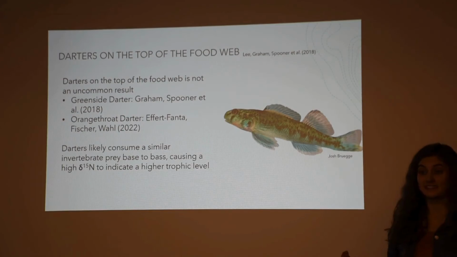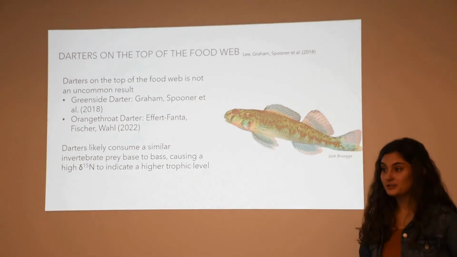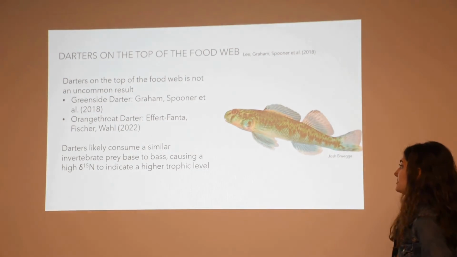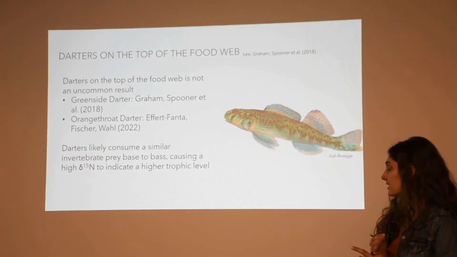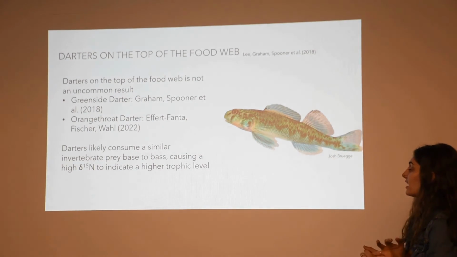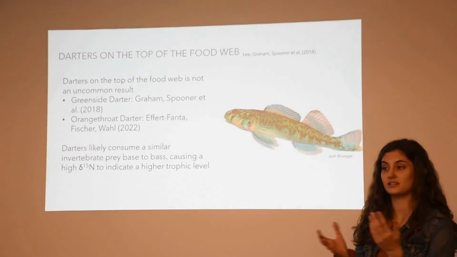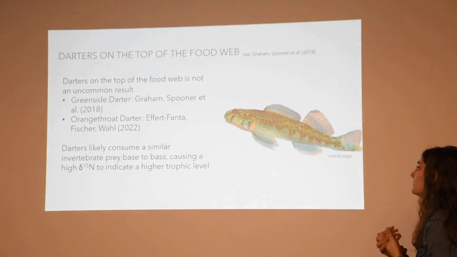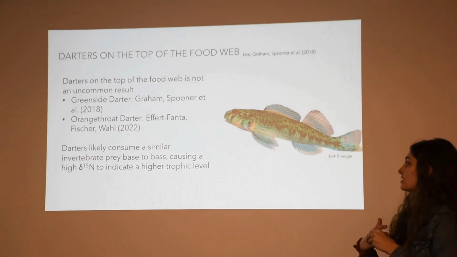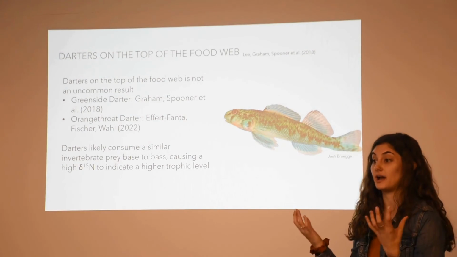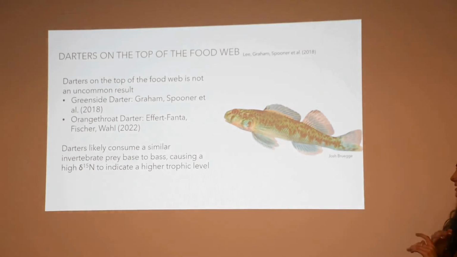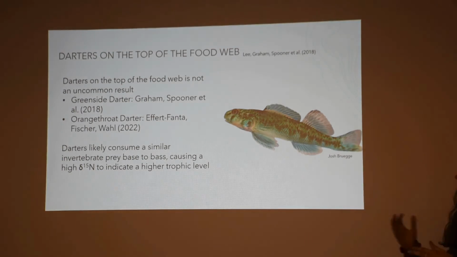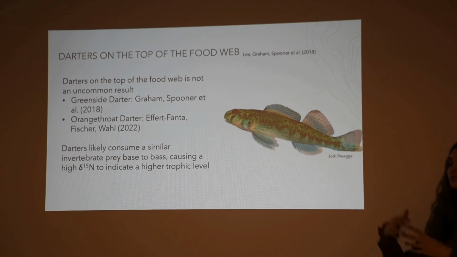This is very surprising, but it's actually not that unique. There have been 2 other studies that have found that darters have been on the top of the food chain. That's kind of showcased here. Another study looked at greenside darters and orange-throat darters. They found that those are both on top of the food chain in these areas. This is likely because darters are consuming the top of the food chain of macroinvertebrates. So they're eating just Odonata, a lot of the damselflies and dragonflies, and that's enriching their nitrogen values to look like darters are on top of the food chain in these areas.